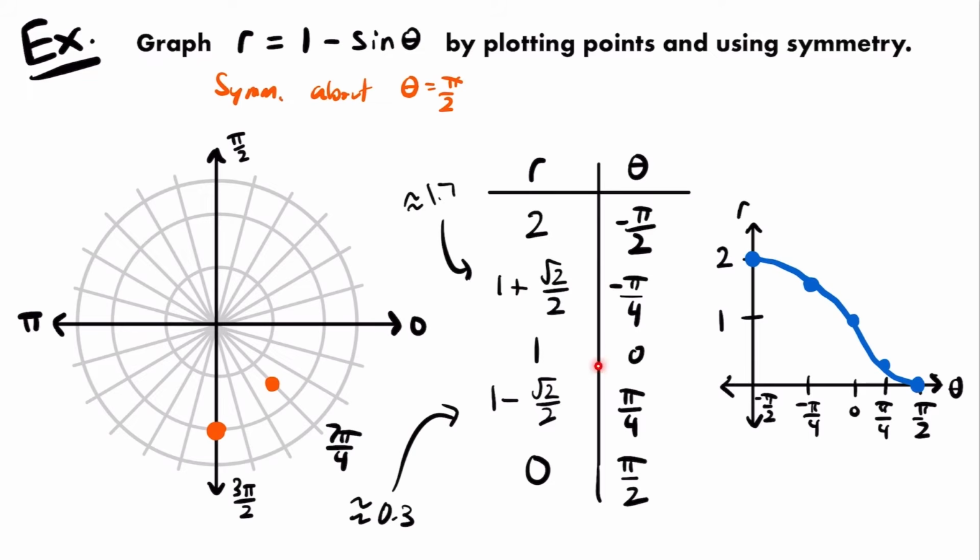Then our next point, we have 0 as our angle and 1 as our radius. So an angle of 0 is along this angle, and a radius of 1 will take us right here, right along that first circle where the radius is 1.